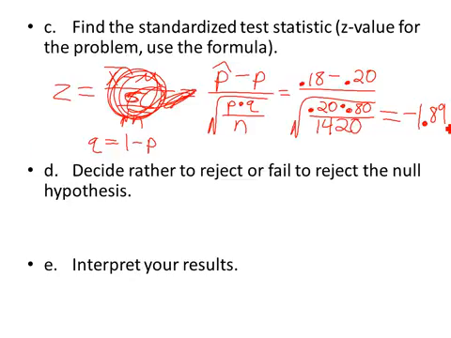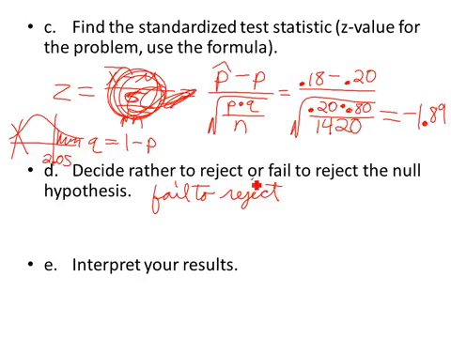Now we look back at our graph here, and it was like this. What was this number again? 2.05? Where's that going to fall? That's going to be way over here somewhere, right? So what's that tell us to do? Fail to reject.